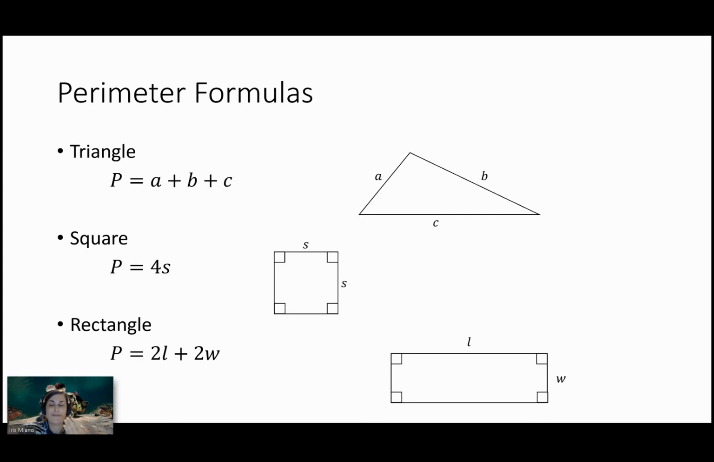So if the distance around this triangle, let's say A, B, and C, sum to 24, you would have to see what the units are. Let's say the units were meters. It would just simply be 24 meters.